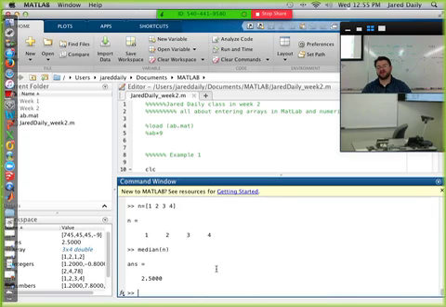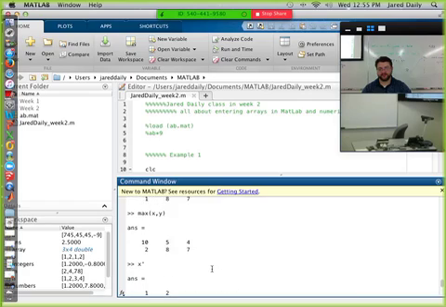Now the mode is a different thing entirely, once again. So let's make a new array. We'll call it popular.